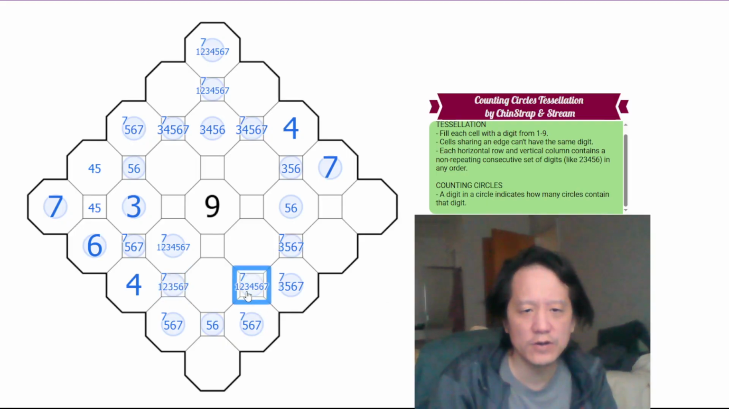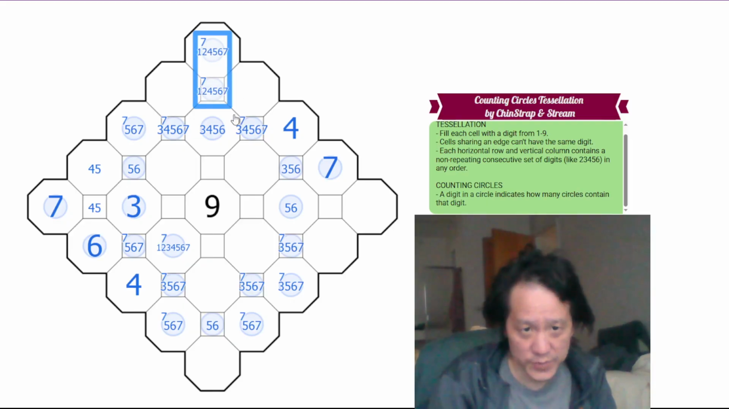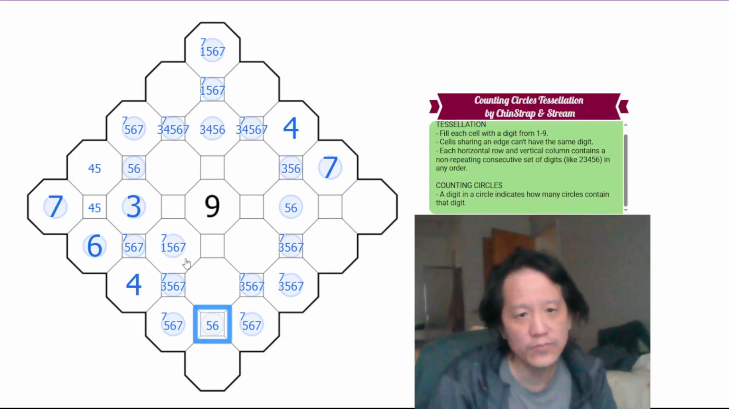No 4 here, no 4. You can't have 2 in. This has to have a 7 and a 4. So this must be 3, 5, 6, 7. We're guaranteed a 3 in one of these circles, and we have a 3 here. So that eliminates 3 in the rest of the circles. So this can't be 3 or 4. No 2. No 2, 3, or 4.